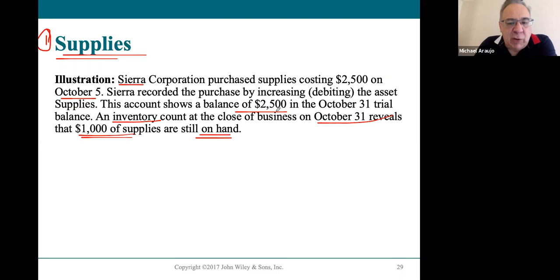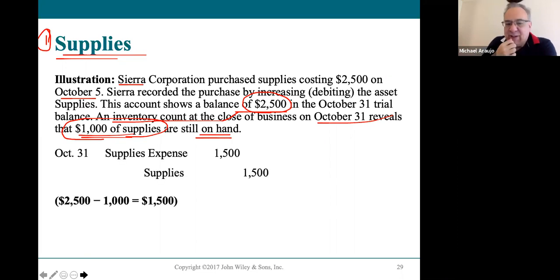On hand is a term that they use to say what's left. So if you started with $2,500 of supplies, at the end of the month you counted and you only have $1,000 of supplies left, you've used the difference. So whatever you have used can be expensed. And so in this case, the entry is going to be a debit to supplies expense and a credit to supplies. Again, you can only expense what you've used. But in order to know, you're going to have to wait to count at the end of every month in this case.